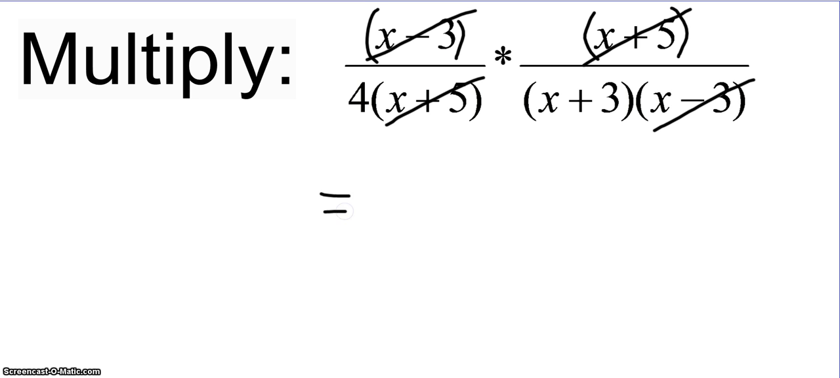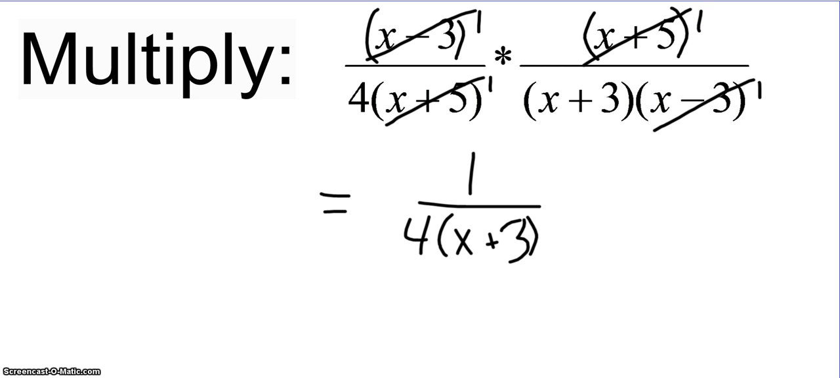So our final answer is 1 over 4 parentheses x plus 3. Now you may be wondering where we get that 1. When you cancel these things out, they turn into 1s. So same thing like 2 divided by 2. We know it's 1 because when you cancel out, it's 1 divided by 1.